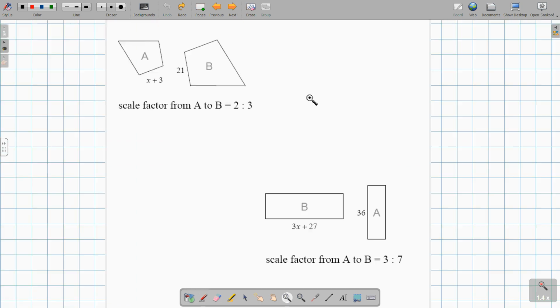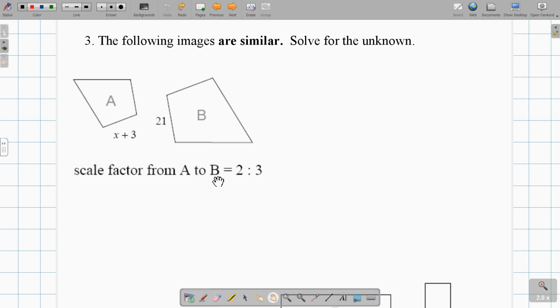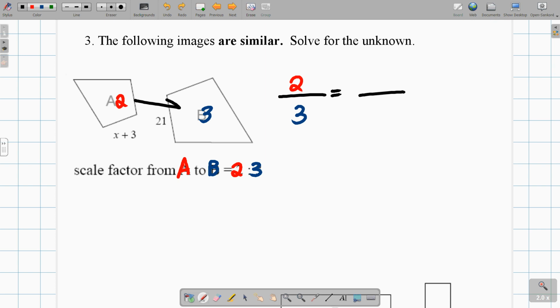The following shapes are similar. Solve for the unknown. Take a look here. My scale factor is A, 2 to B, 3. So A is 2, B is 3. Notice I color-coded. It makes it easier. So I'm going to go A to B, 2 to 3. Notice the direction I'm going. So then I'm going to do x plus 3 small with the large 21. Cross multiply.